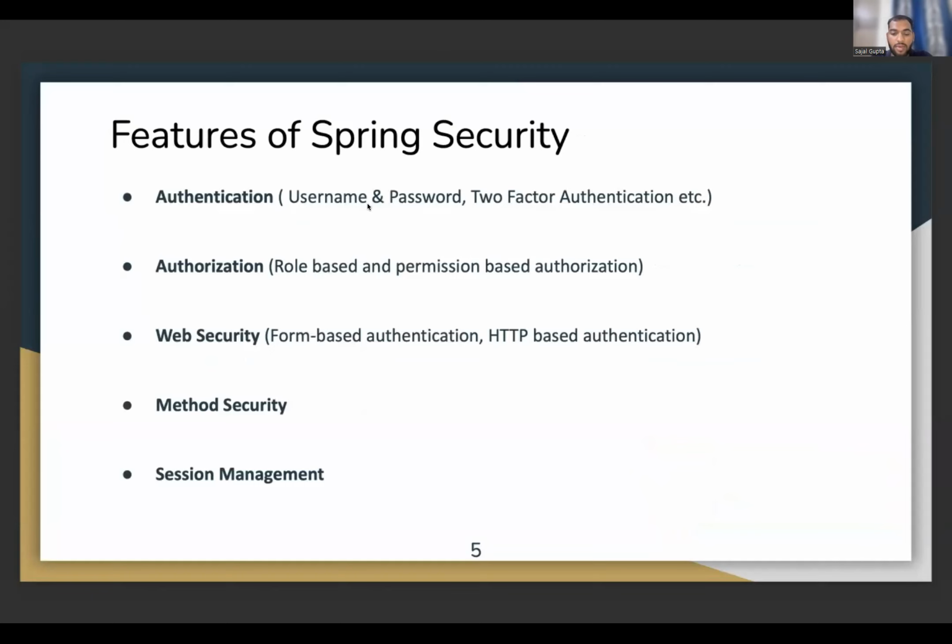First, Spring Security provides support for various authentication mechanisms such as username and password, two-factor authentication, single sign-on option, and it also supports external authentication processes such as OAuth and OpenID, etc. It supports role-based and permission-based authorizations. It allows developers to specify access control rules based on the user's roles or permissions. It also provides support for securing web applications using various mechanisms such as form-based authentication, HTTP basic authentication, etc.